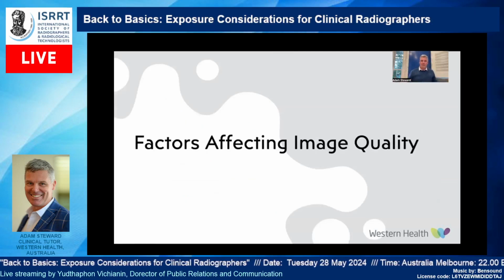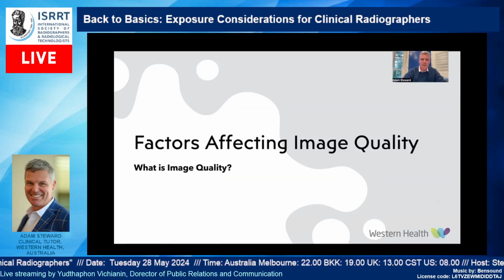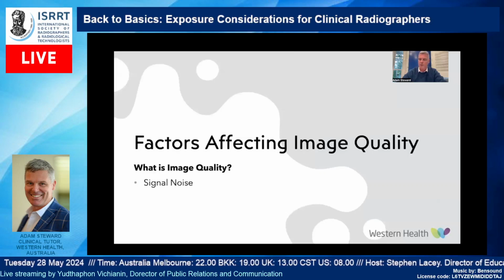Right, with that background done, let's actually get into thinking about some of the considerations for exposure that we can make and we can utilise from our system, okay? The first thing we probably need to do is think about, what is image quality, first of all. And when I talk about image quality, there's three principles that make up your image quality. The first one is signal noise, okay? Or I call it signal noise. In the old days, it was called density in plain film. It was called the density of an image.